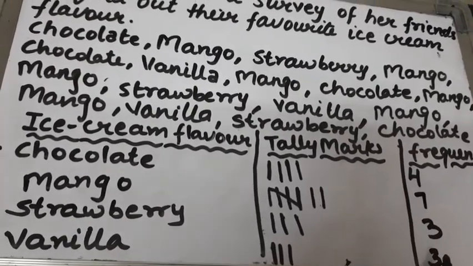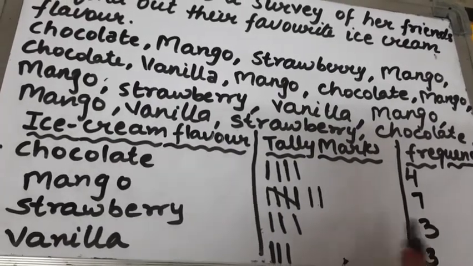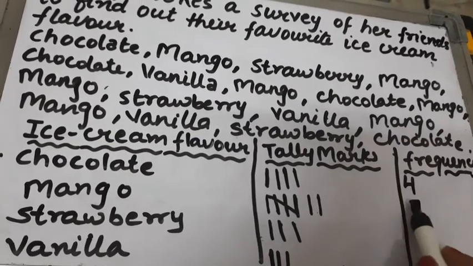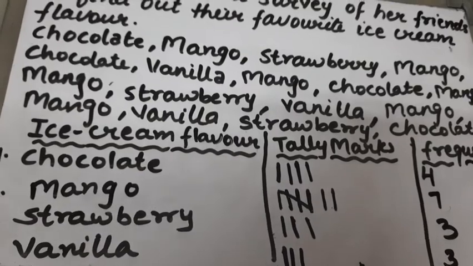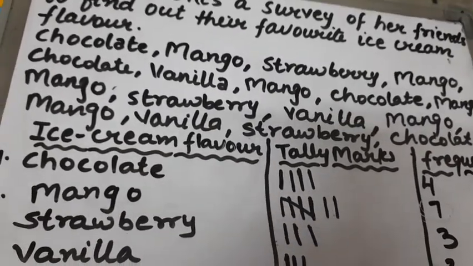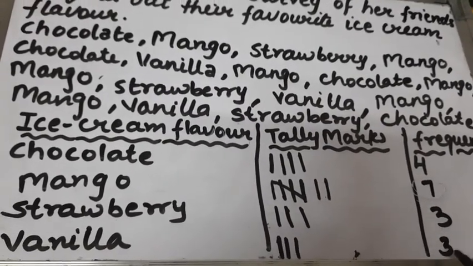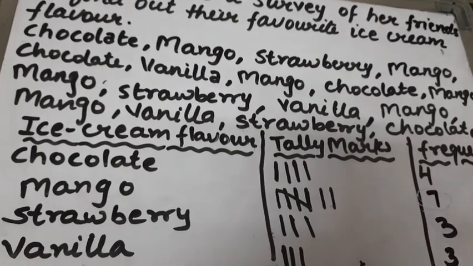And the most popular flavor among these is mango flavor. Mango flavor is liked by most of our friends. The most popular flavor among the friends is mango, and the least popular flavors are strawberry and vanilla. Both are not liked by her friends, so these are the least popular flavors.